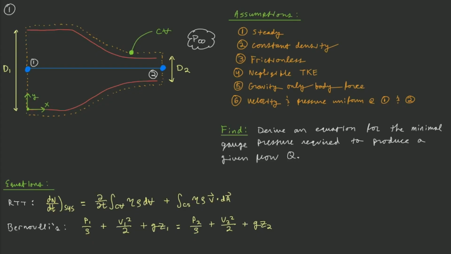In reality, the required pressure because of friction will be much higher than this, right? But this can give you a thermodynamic limit of what the minimal pressure is to produce this flow in a completely ideal system. And we're going to be looking at that ideal case here.